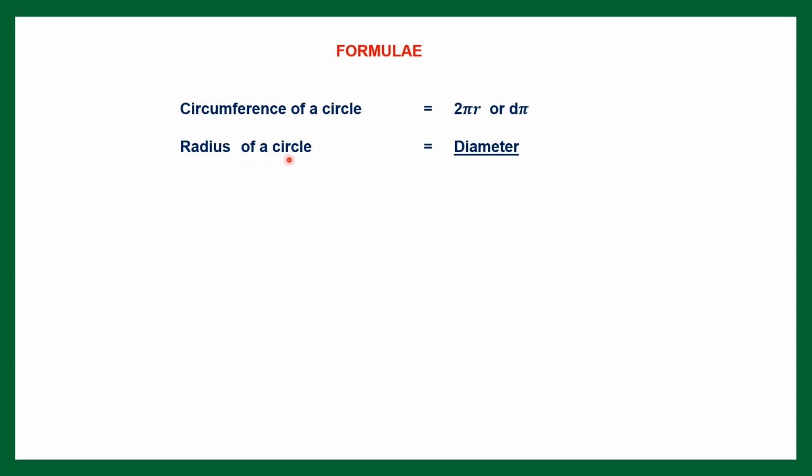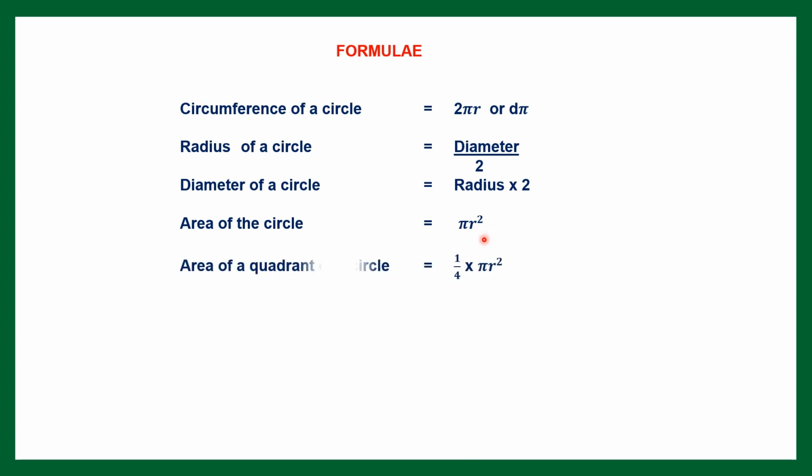If you have to find the radius of a circle, you say diameter divided by 2 because half of a diameter is the radius. Now, if you have to find the diameter of a circle, you say radius into 2 or 2 into radius because twice the radius will give you the diameter. Area of a circle, the formula is pi r square.